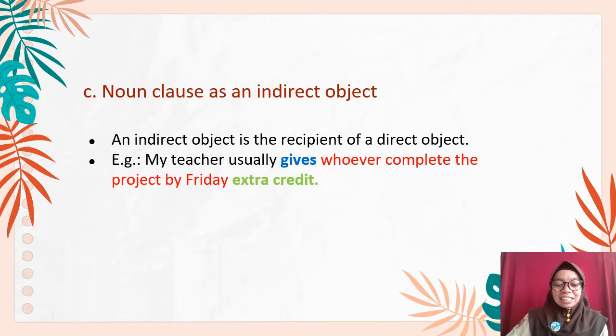Let's go on and look at the noun clause as an indirect object. Remember that an indirect object is the recipient of a direct object. This is the example. My teacher usually gives whoever complete the project by Friday extra credit. The noun clause is whoever complete the project by Friday because it is an indirect object of the verb gives. Gives what? Extra credit. To whom? Whoever complete the project by Friday.